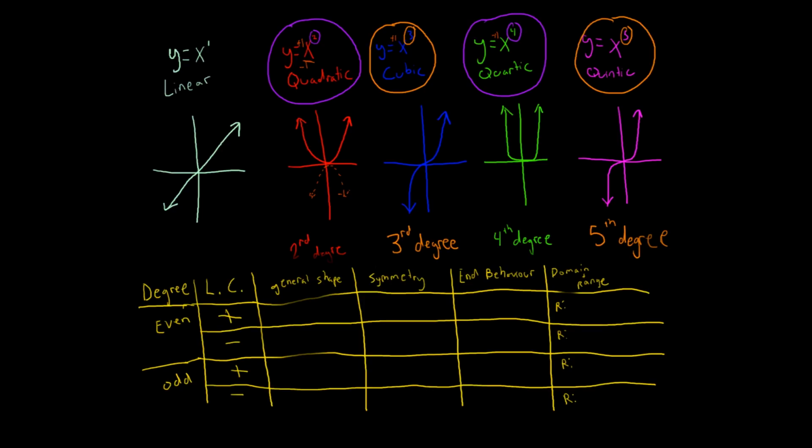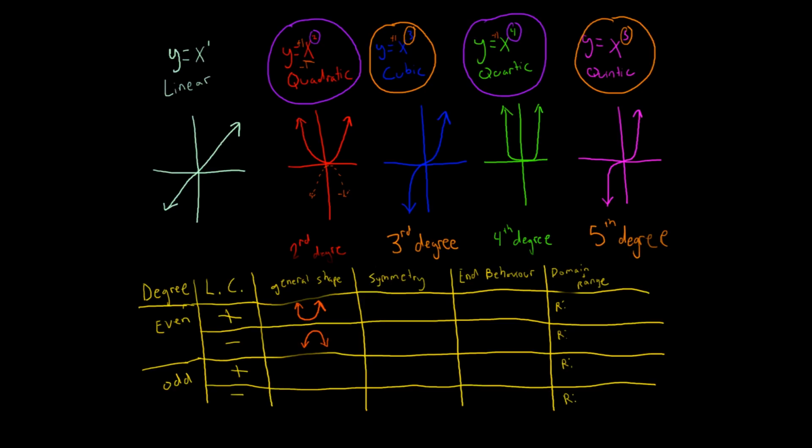So an even degree, something to the power of 2, 4, 6, 8, etc., that has a positive leading coefficient would have the general shape of something similar to a parabola, like a U, and it would keep extending on both sides. If we have y equals negative x squared, something with a negative leading coefficient, then it's just flipped over the x-axis, so it would look like an upside down U. It looks like the exact same thing, just flipped upside down.